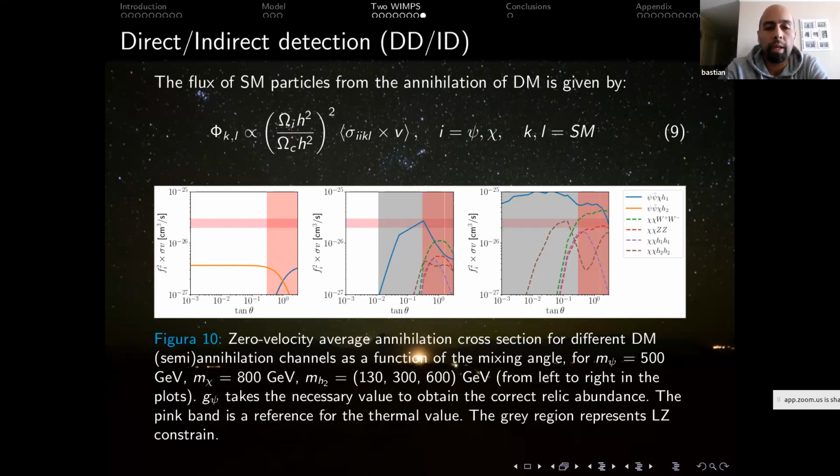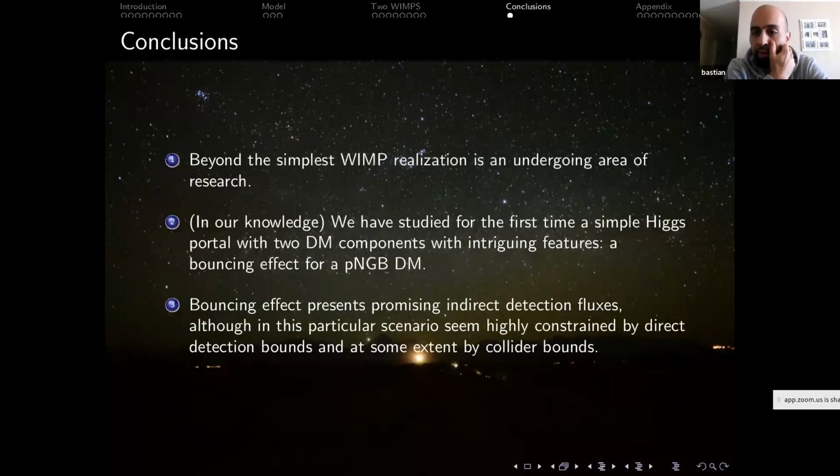So even in that case, we have some cross sections that are not too small. In this case, they don't surpass the thermal canonical value here, but we didn't go further. This type of signal remains in the ballpark of the sensitivities of some indirect detection experiments. So let me conclude. The next slide, please.